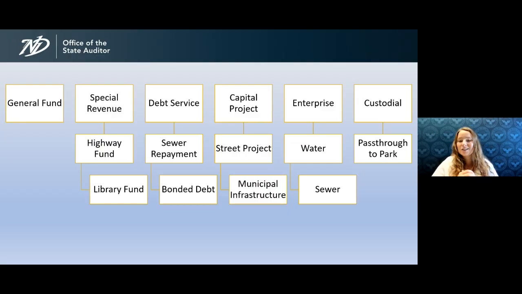And then capital project, an example would be like a big street project, maybe the municipal infrastructure funds. I think they're referred to as the prairie dog funds. Those per North Dakota Century Code do have to go into a capital project fund. And then over there, the enterprise funds, the water and sewer, garbage, what have you. And the custodial would be passed through to park. If you are levying on behalf of the park district, you'd pass those funds down onto the park district.